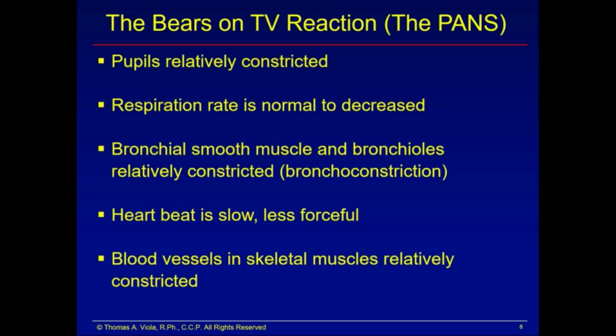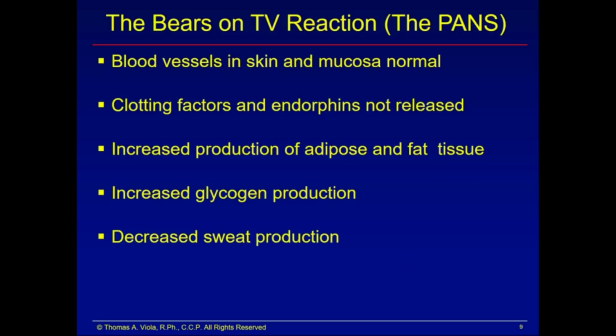You're sitting there sort of comatose. No real offense, so your pupils are relatively constricted as you watch the bright screen. Your respiration rate is normal to slightly decreased. And for that matter, your bronchioles are really not dilated. Relatively speaking, compared to when you're really stressed and breathing heavily, they're relatively constricted in this situation. You're just kind of hanging out. Heartbeat is slow. Blood vessels in your muscles are, again, relatively constricted. You're not really using muscles other than to just sort of lay there. Blood vessels in your skin and mucosa are pretty normal.